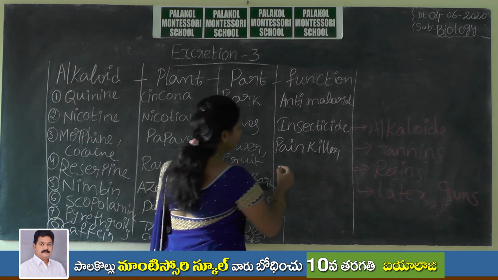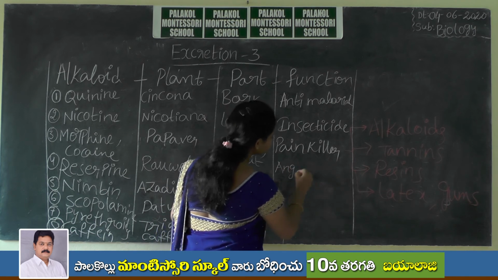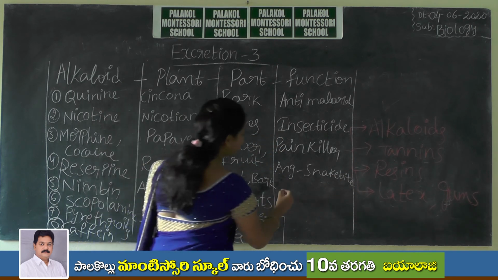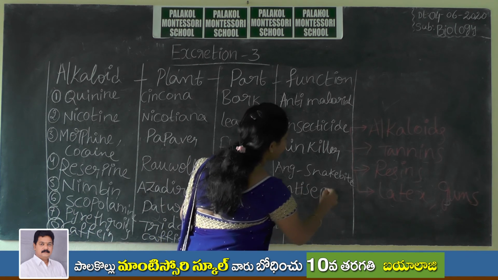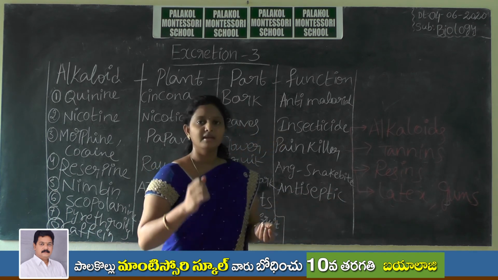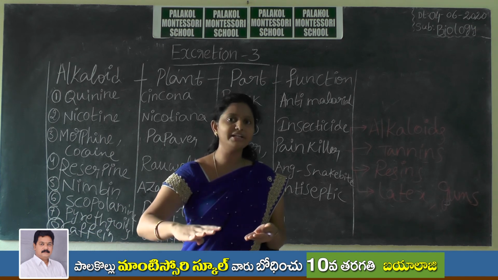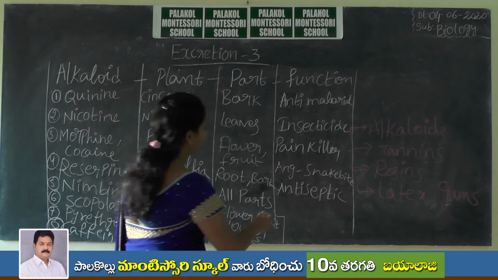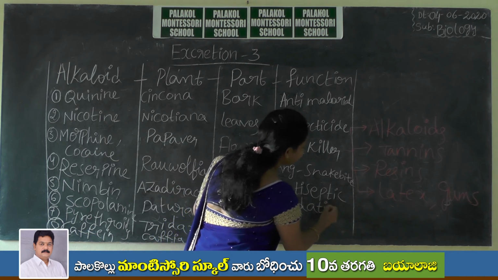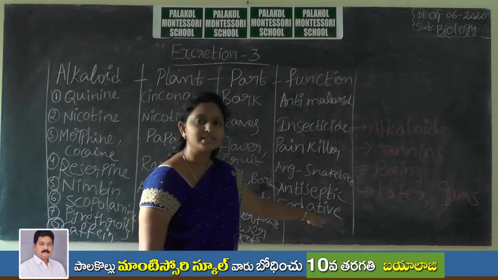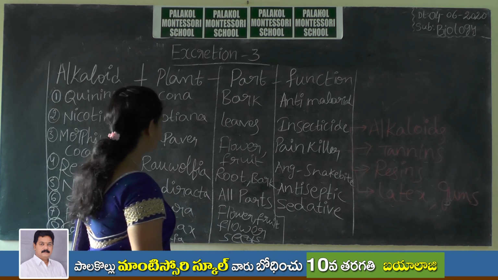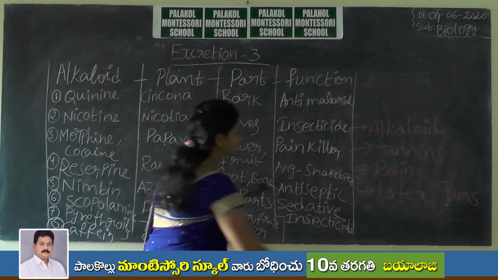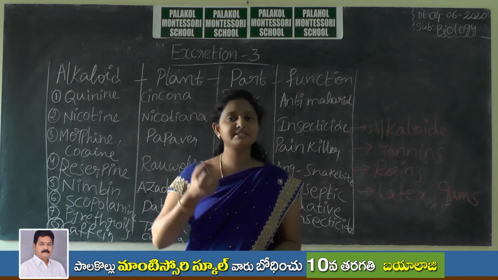Next, the reserpine chemical acts against snake bite. Next, nimbin acts as an antiseptic, nothing but they can abolish the growth of microorganisms. It is called antiseptic. Next, scopolamine acts as a sedative, a flavoring agent. It can be used in food processing. Next thing, pyrethroids. It also acts as an insecticide. And last one, caffeine. Caffeine acts as a central nervous system stimulant.